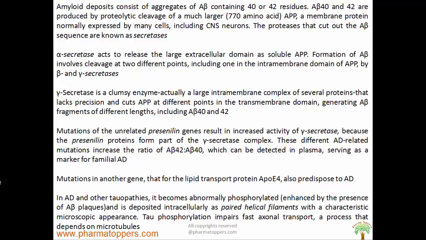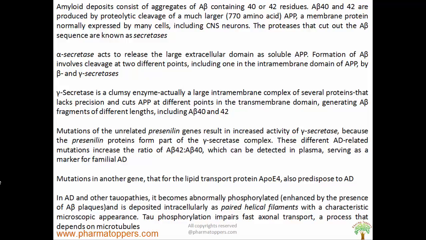Formation of A beta involves cleavage at two different points, including one in the intramembrane domain of APP by beta or gamma secretase. Gamma secretase was found to be a clumsy enzyme, actually a large intramembrane complex of several proteins that lacks precision and cuts APP at different positions in the transmembrane domain, generating A beta fragments of different lengths, including A beta 40 and 42. So mutations in this region of the APP gene affect the preferred cleavage points, tending in favor of formation of A beta 42.